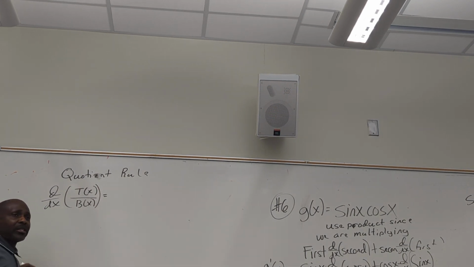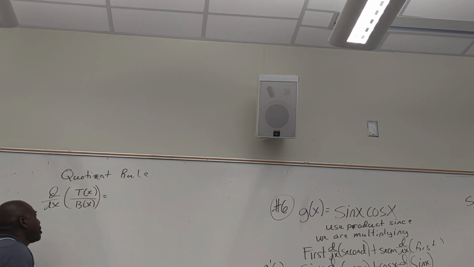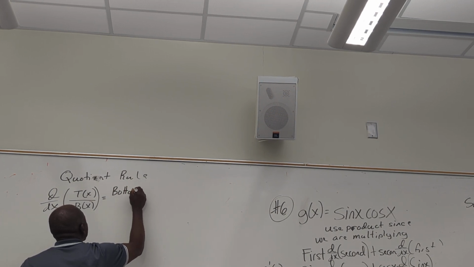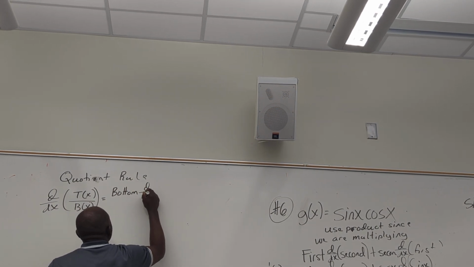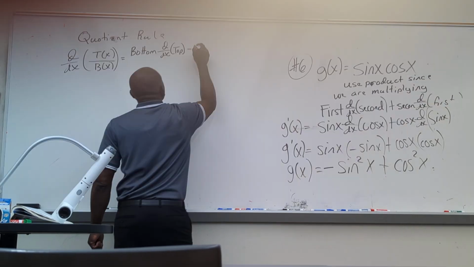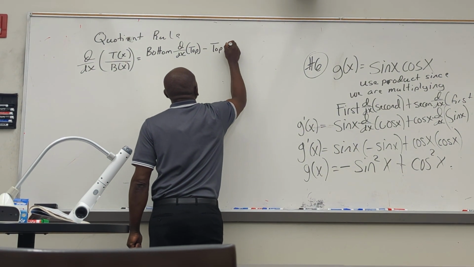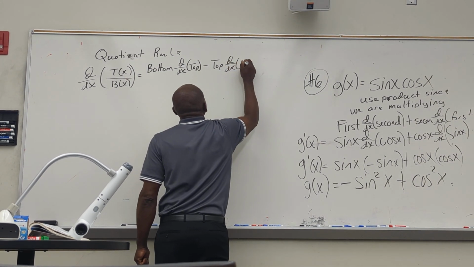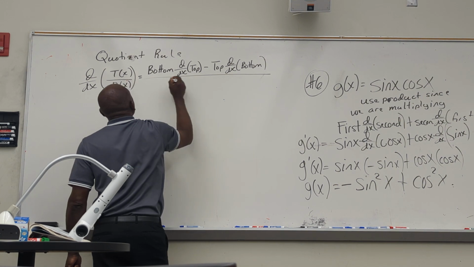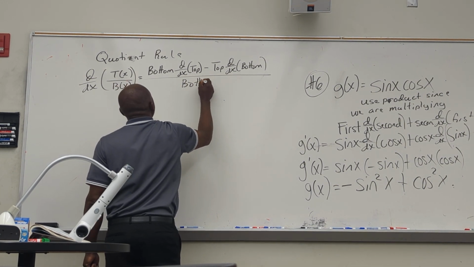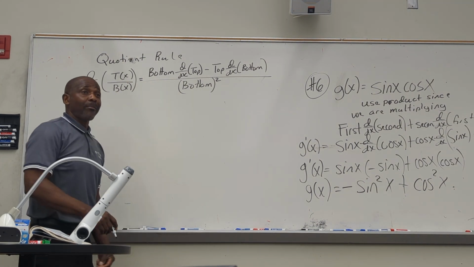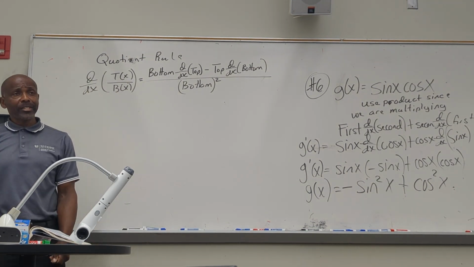But I tell my class like this. So for the quotient rule, this is how it works. It's like being the bottom times the derivative of the top, minus the top times the derivative of the bottom, all over the bottom squared. Now we could derive this, but we're not. We're just going to give it to you and learn how to use it.